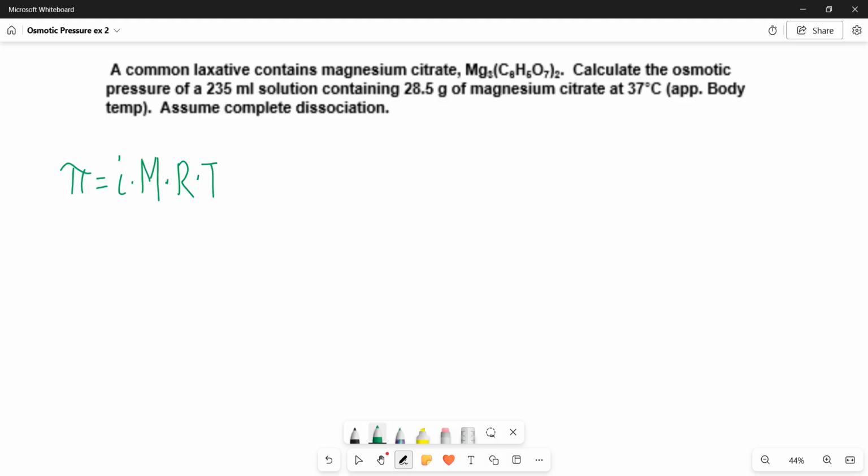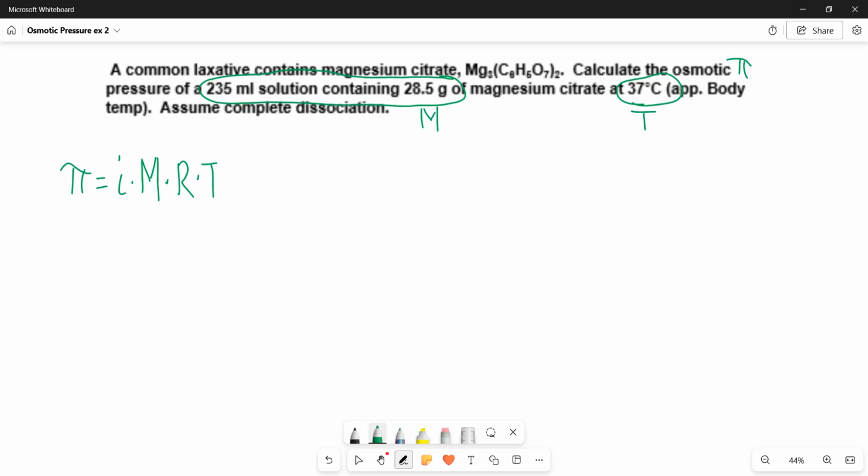A common laxative contains magnesium citrate. Calculate the osmotic pressure, so we want to find the pi in the formula, of a 235 milliliter solution containing 28.5 grams. If we combine these properly, once we convert them, we'll get molarity. And if we convert this to Kelvin, we'll have temperature.